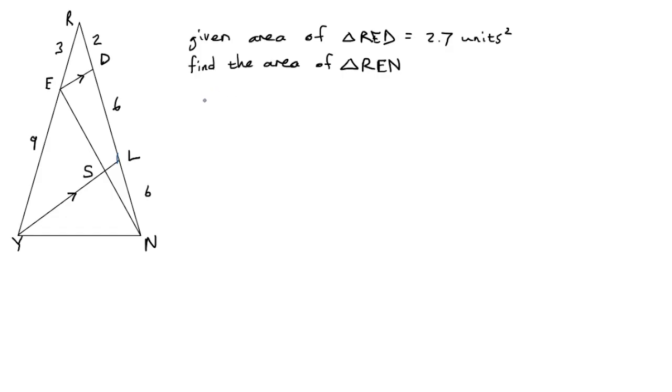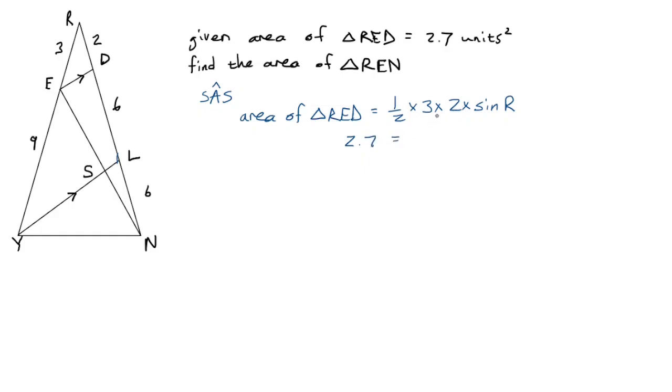So let me start by getting the area, and the best way to get the area is the area rule, half base times height times sine of the angle in between. Unless there was a 90 degree, then you could do old school half base times height. So the area of RED here would be half the one side times the other side times sine of the angle in between, and that equals 2.7.